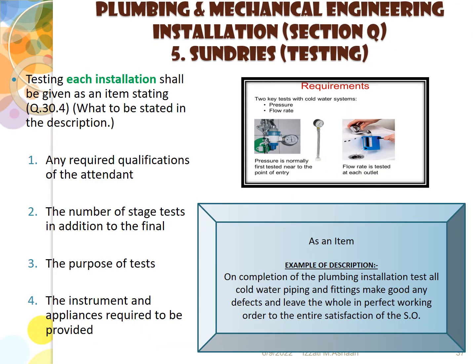Now, the next item that is compulsory to be measured for all types of the mechanical and electrical insulation, you have to measure for testing. Testing shall be given in item. You only have to write down the description. But if you refer to the detail under Q.30.4, what needs to be stated in the description are required qualification, the number of the tests that is required, what is the purpose of the test. So when you see the word purpose of the test, this is really based on the system that you have.